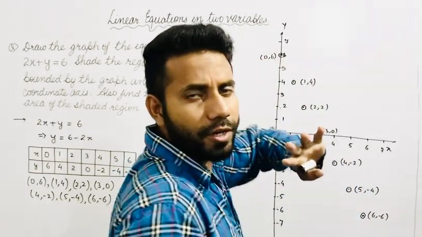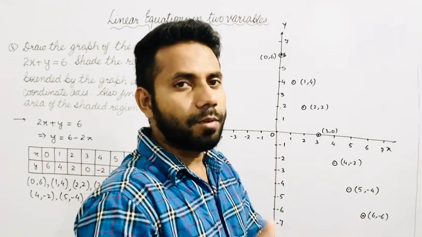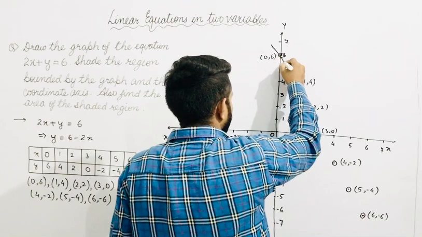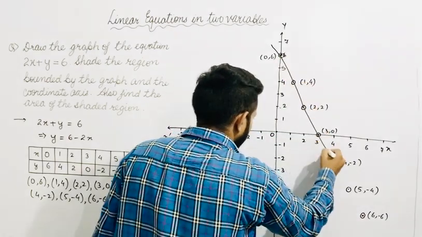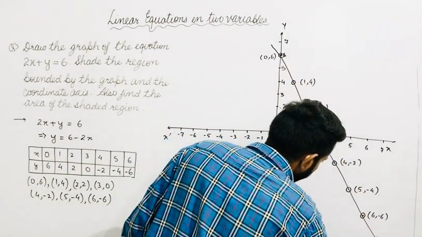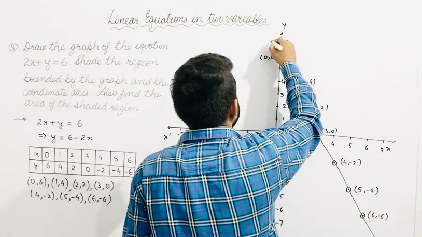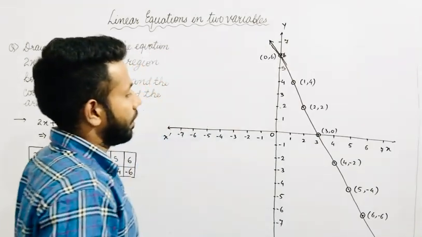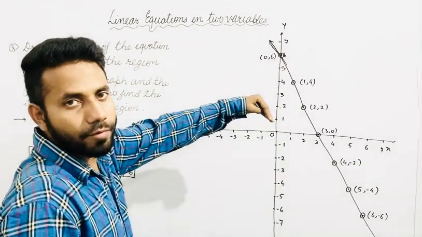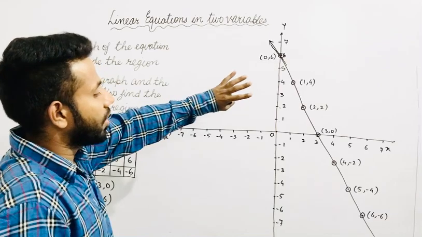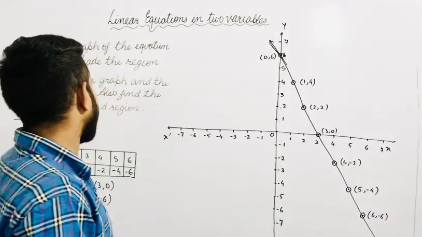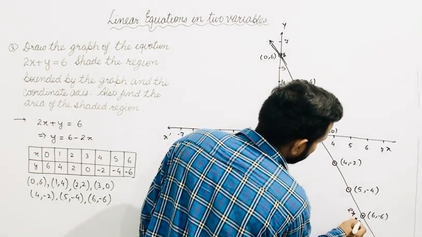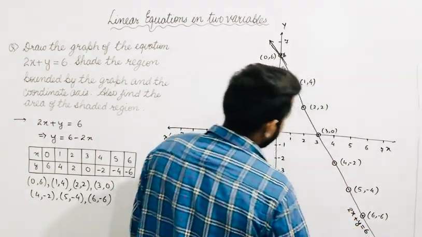You can go with 5 points, minimum 4 points. Maximum you can go with any number of points. Now attach them and draw the line. I have drawn a rough line. So this is the graph of that line. It would have been a straight line if I had drawn it with a scale, but since we are drawing a rough sketch, this is how it is. Write the equation of the line along with it. It is 2x plus y equals 6.